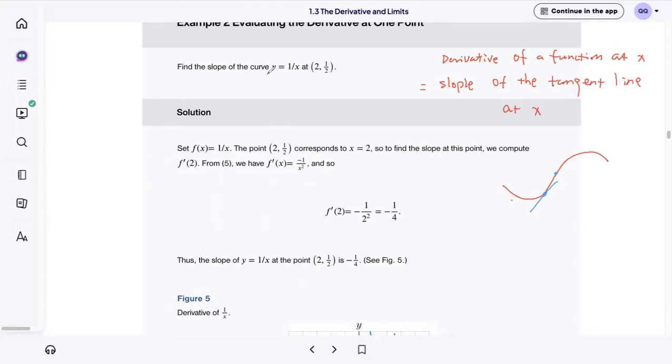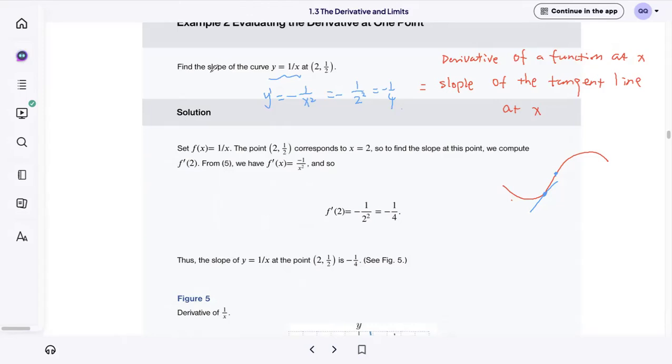Okay, now find the slope of the curve y equals 1 over x at x equals 2. Remember previously, we already know the derivative of 1 over x is -1 over x squared, right? We can write it as y prime. And then we just plug in the x value. X value is 2. So we get -1 over 2 squared, which is -1/4. And that's it.